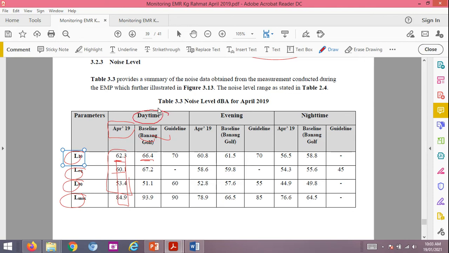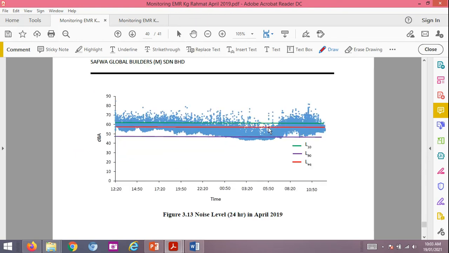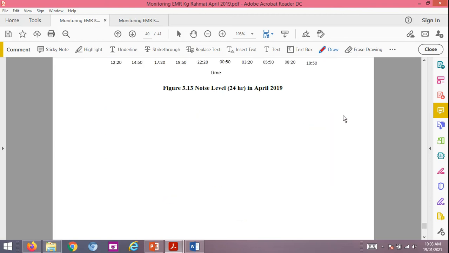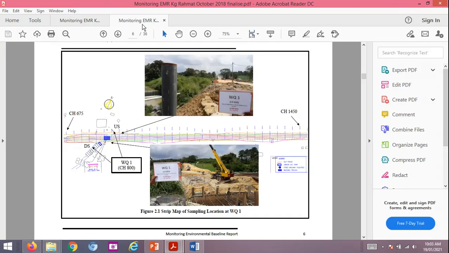So this one is daytime, evening and night time. Okay, so it depends. You can analyse based on the situation. Okay, this is the 24 hours. So they have the L10, L90 and L equivalent. Okay, so what you should do, what you can control. What control can you use to control the noise pollution, to reduce the noise pollution?